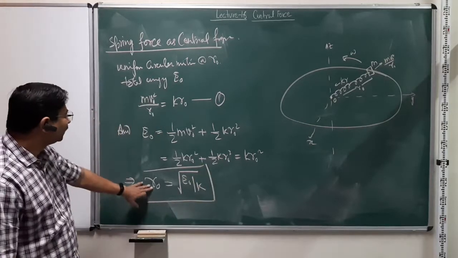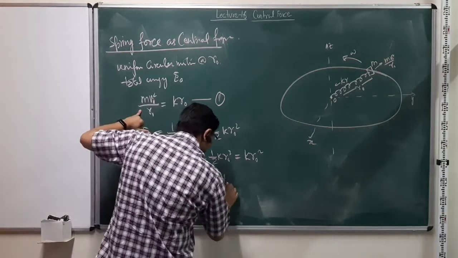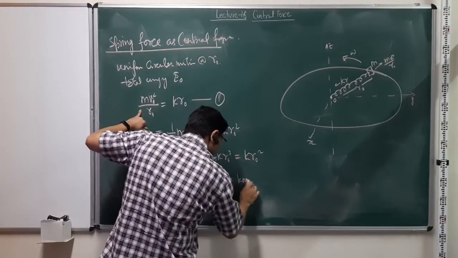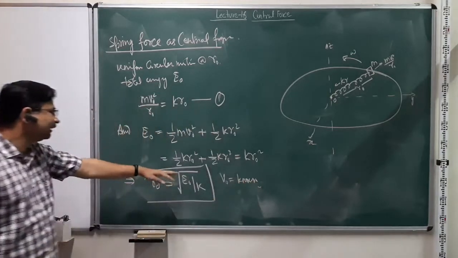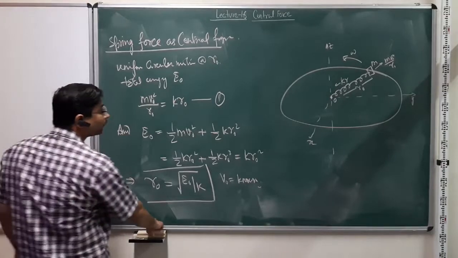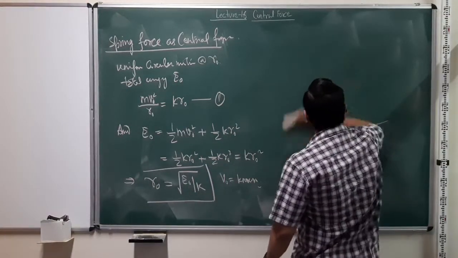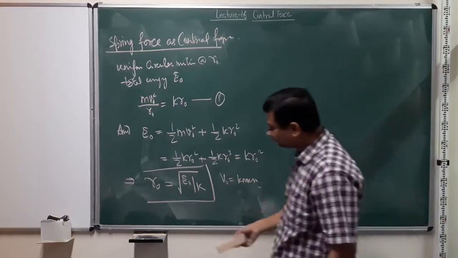And so once we find the R0, we can also find out V0, right? So now V0 is also known. So we can find out these conditions for the system to be in uniform circular motion. What we can also do is draw the energy diagram for this system.